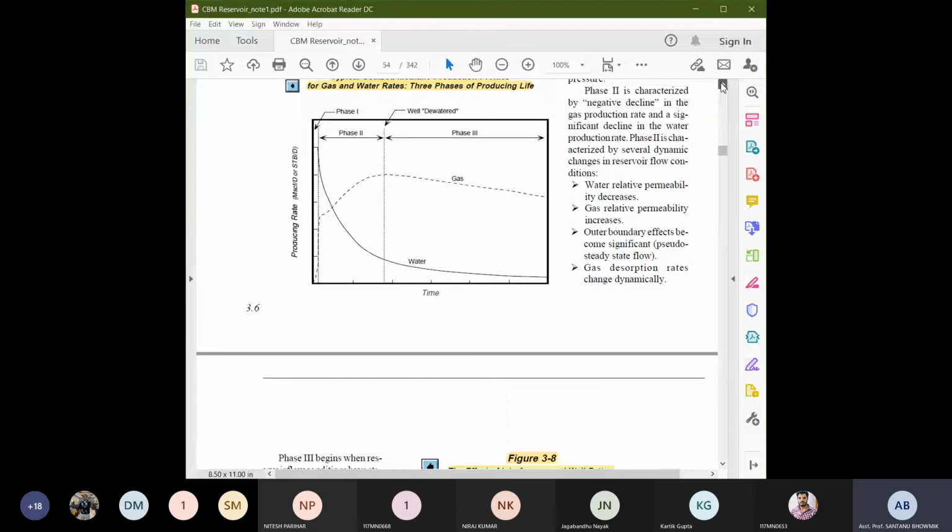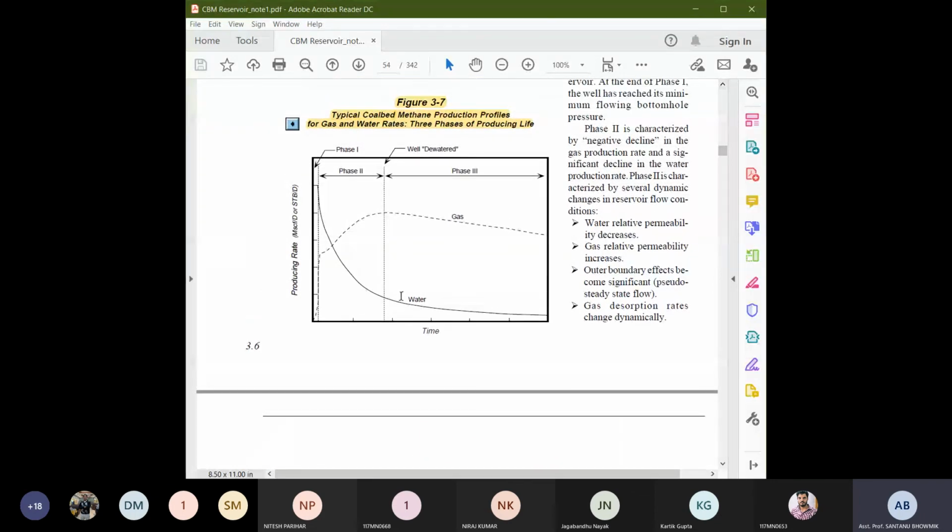See that figure? You can see that the gas production is starting from zero, whereas the water production is coming very high at a constant rate. You have to understand that the moment you start reducing the pressure, first the water will come, because gases are not in a free state, they cannot come out. It is only after a certain reduction that the gases will start to desorb and then they will come for production.